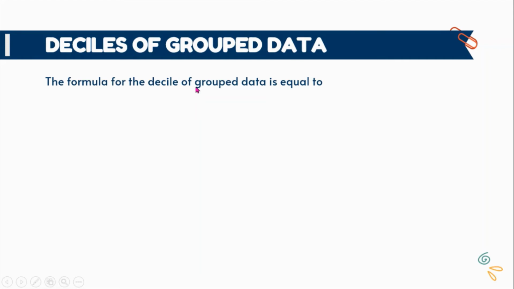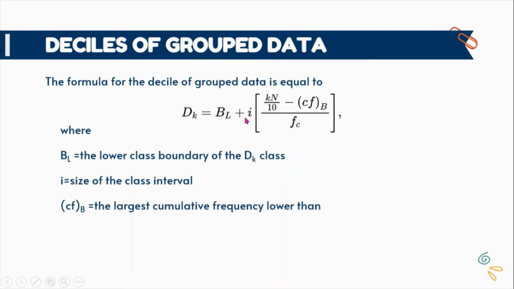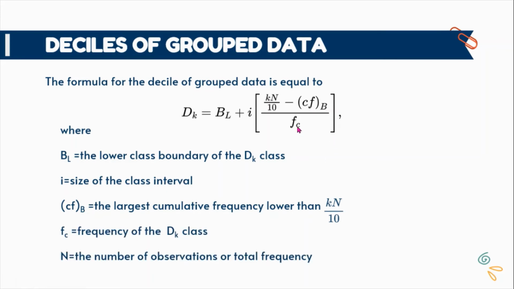The formula for the decile of group data is D sub k is equal to B sub L plus I times the quantity of kN over 10 minus Cf sub B all over F sub C, where B sub L is the lower class boundary of the decile class, I is the size of the class interval, Cf sub B is the largest cumulative frequency lower than kN over 10, F sub C is the frequency of the decile class, and N here is the number of observations or total frequency.